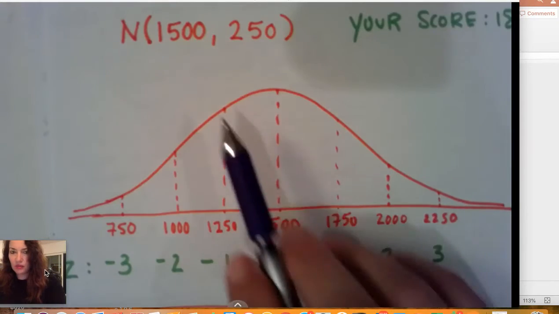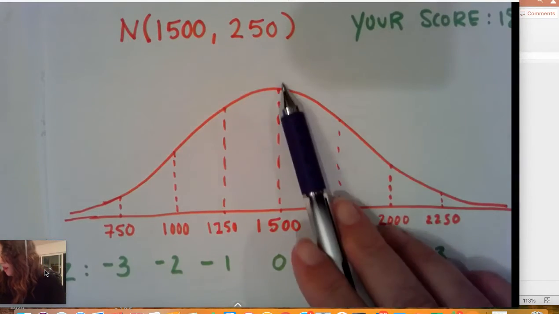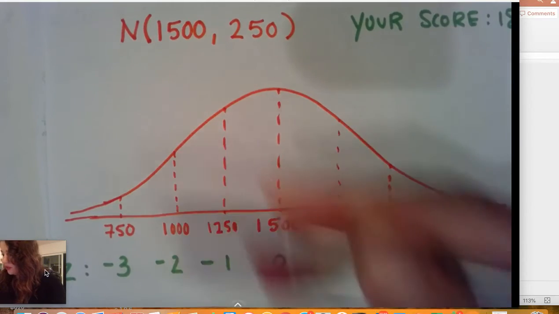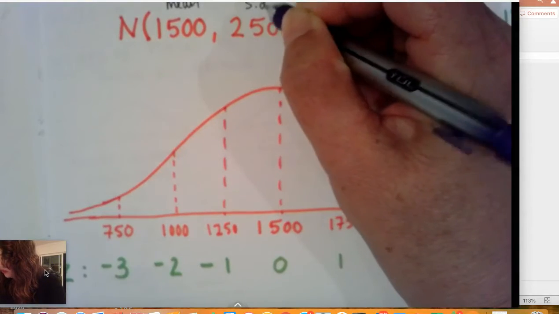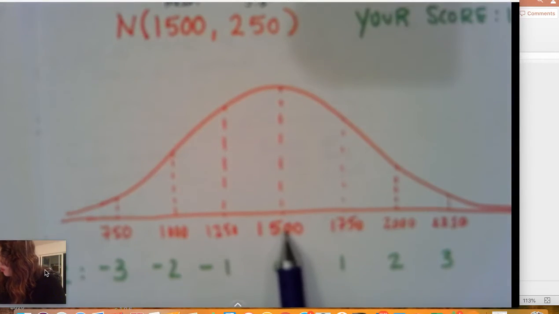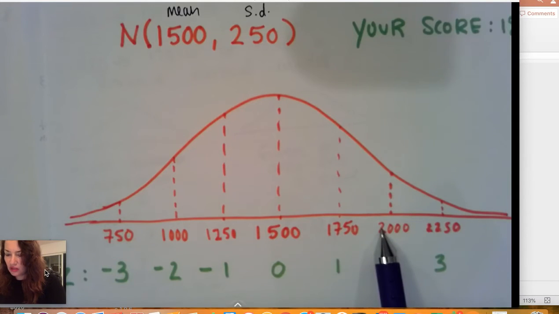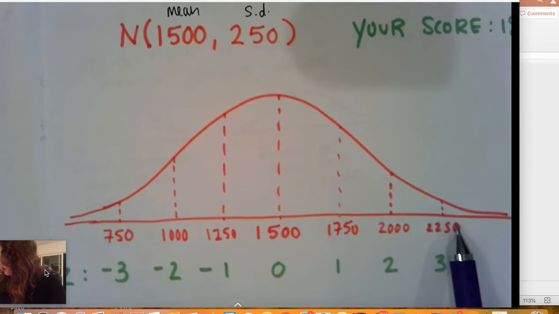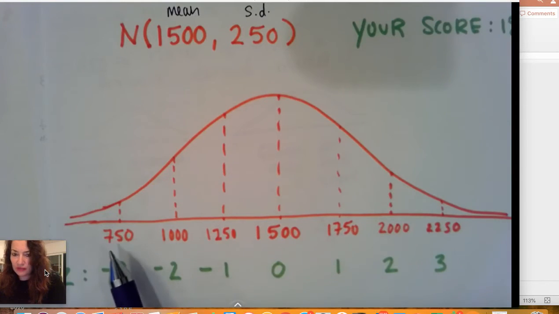All right, if we look at our normal model, I drew it already ahead of time to save us time. So the first thing we want to do is draw our curve. I'm going to have 1,500, this is our mean, and 250 is our standard deviation. So I'm going to count 250, that's 1 standard deviation to the right, another 250, that's 2 standard deviations, and 2250, 3 standard deviations. It's going to do the same thing going to the left. So that would give us 1250, 1,750.